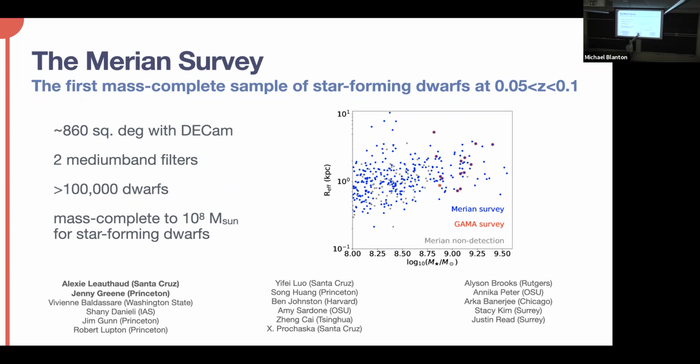In any case, you can see that the survey should both increase the overall sample of dwarfs by 2 orders of magnitude over what's been done spectroscopically before, and also go to significantly lower stellar masses while remaining mass complete in these star-forming galaxies.